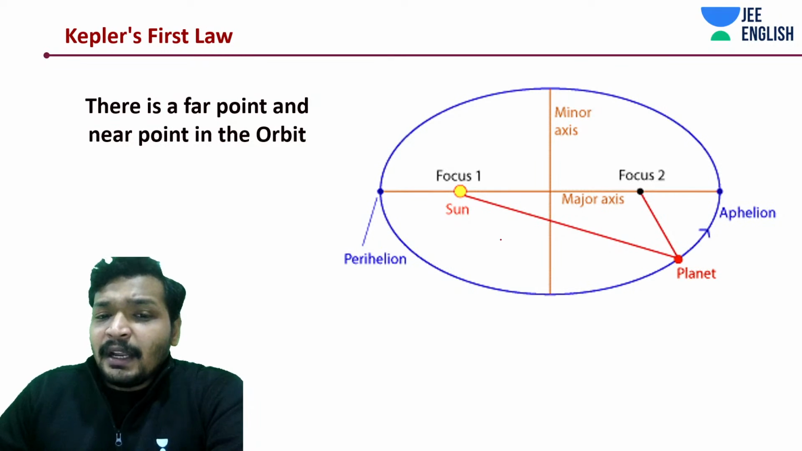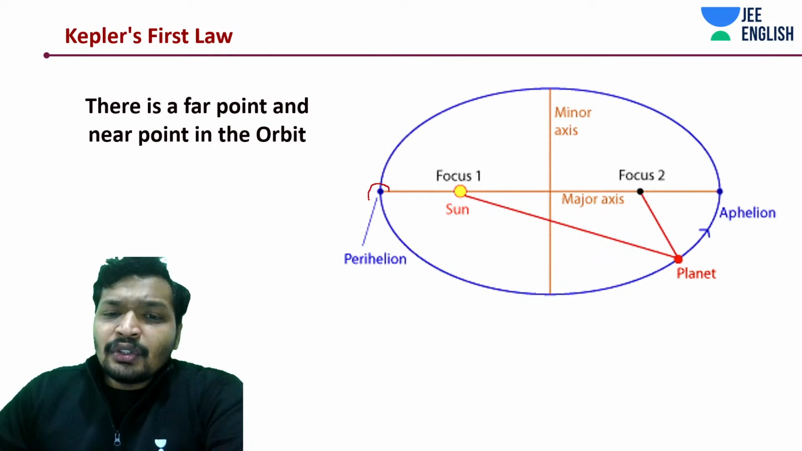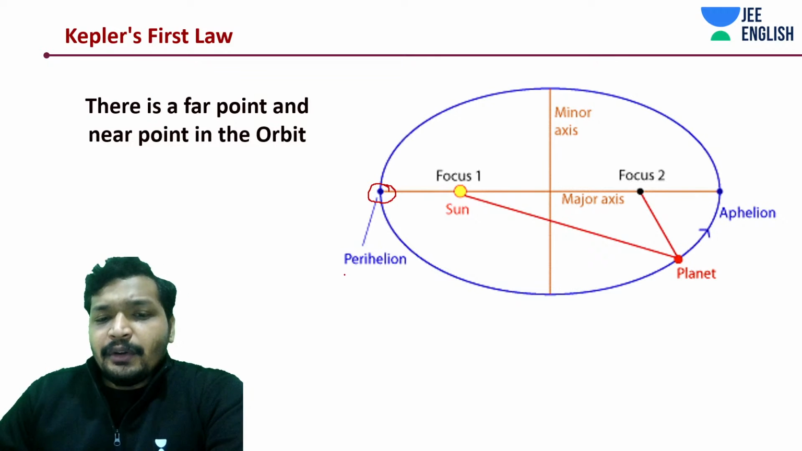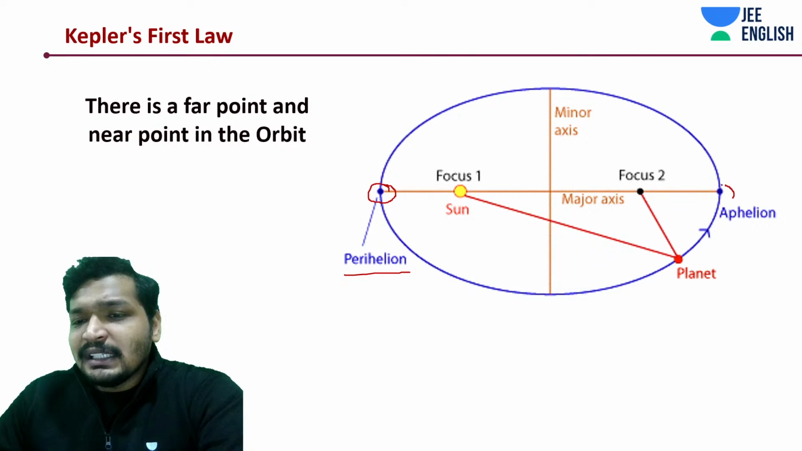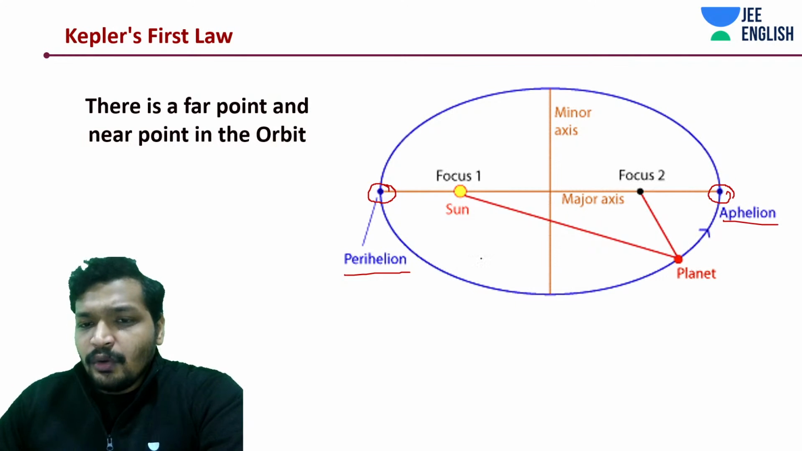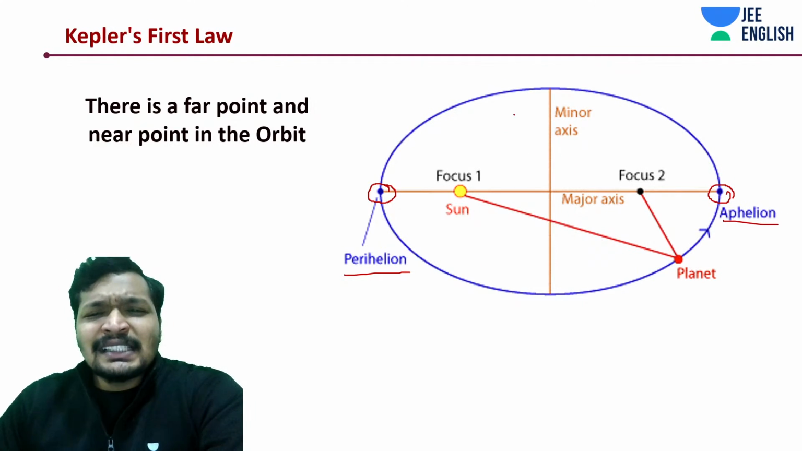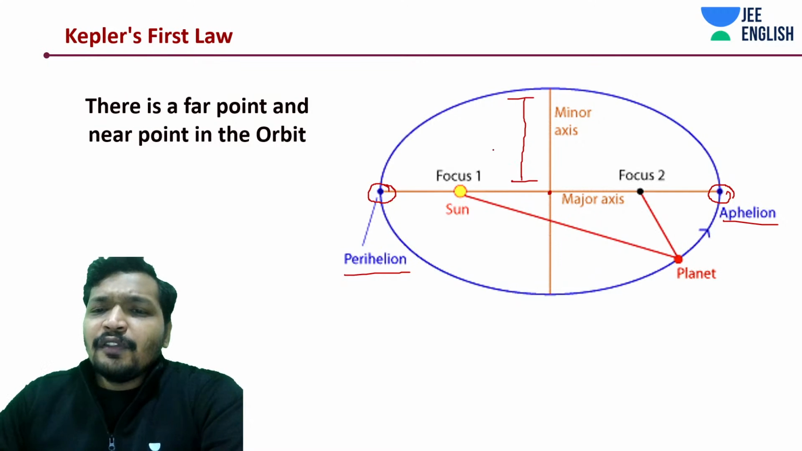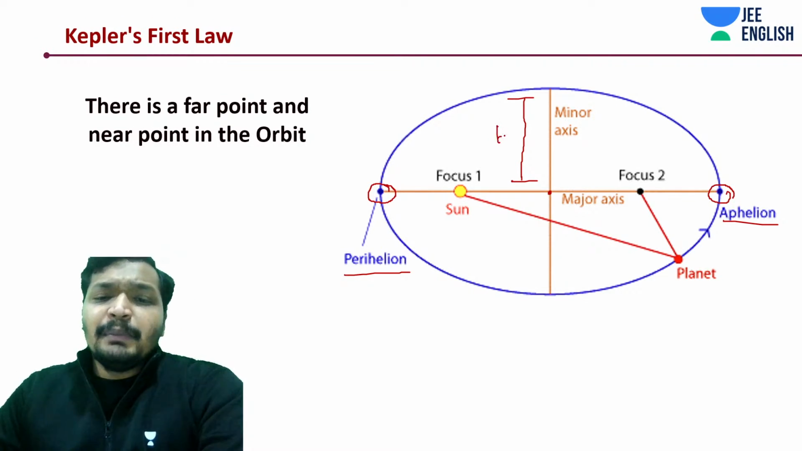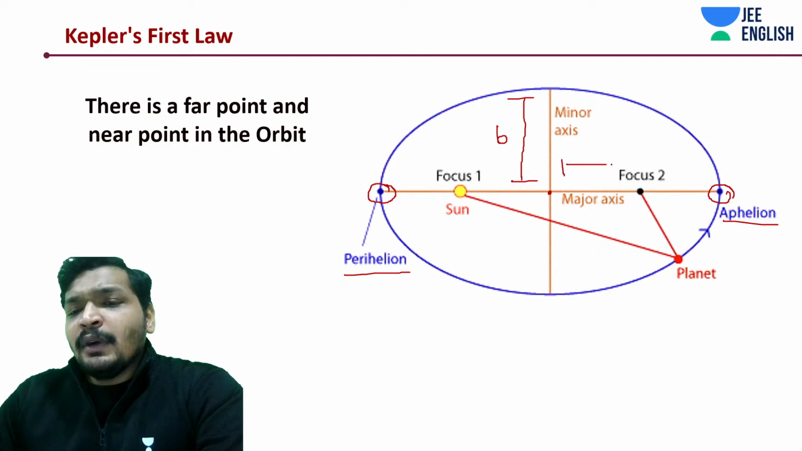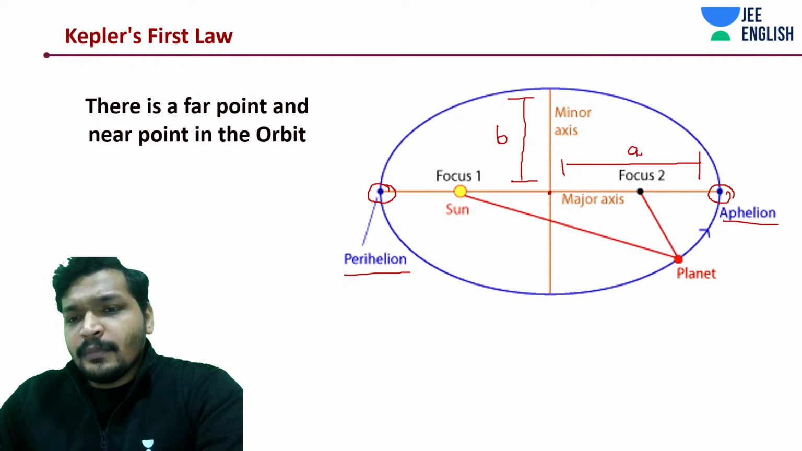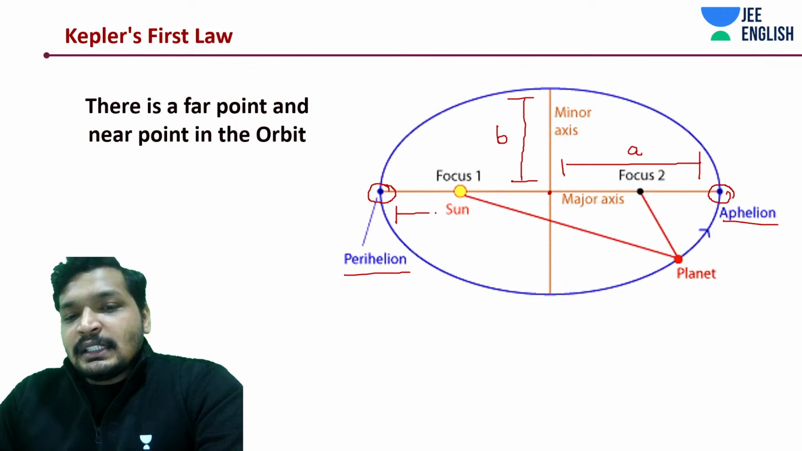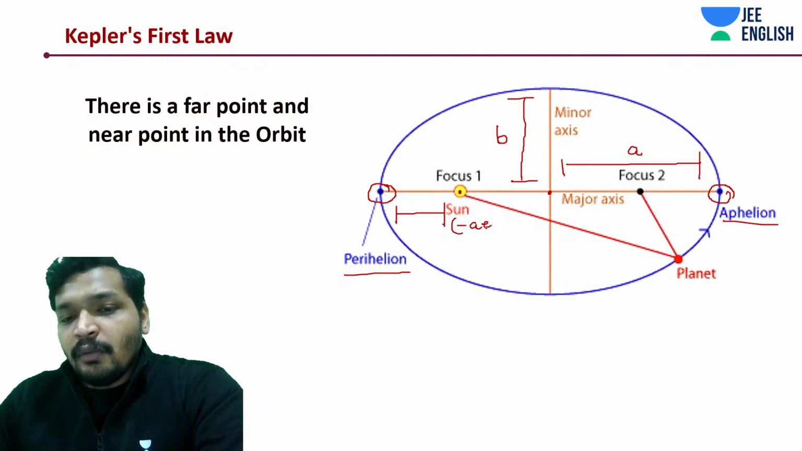Let's say you have a planet. The near point is known as perihelion, and the far point from the Sun is known as aphelion. There is a major axis and a minor axis associated with your ellipse. You call the distance from the center along the minor axis B, and the other one A. And what is this distance, students? This is going to be (minus AE, 0).